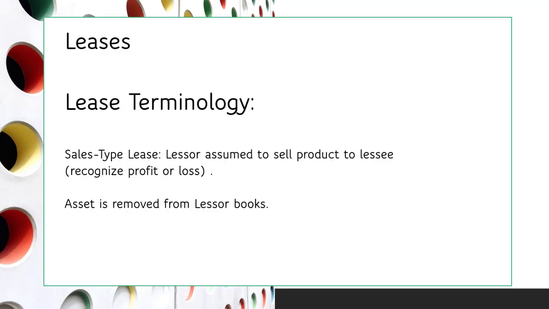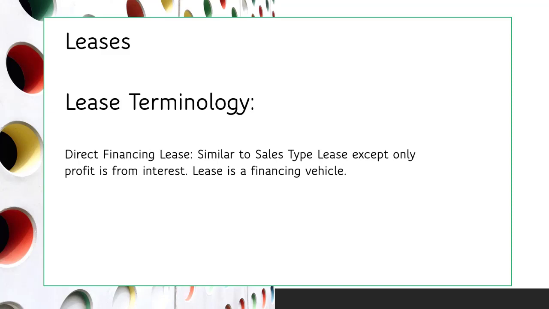Now that you understand the reason that managers use leases as a tool for manipulating the financial statements and having some control over how they are presented, there's some other terminology that is useful to know in the discussion of leases. One of the types of leases is called a sales type lease. Basically, the lessor is assumed to sell the product to the lessee. The lessor therefore recognizes profit or loss on the sale, and the asset is removed from the lessor's books. A direct financing lease is very similar to a sales type lease. The major difference is that the only profit that's recognized is from the interest from the lease agreement. You could think of the lease as a financing vehicle.